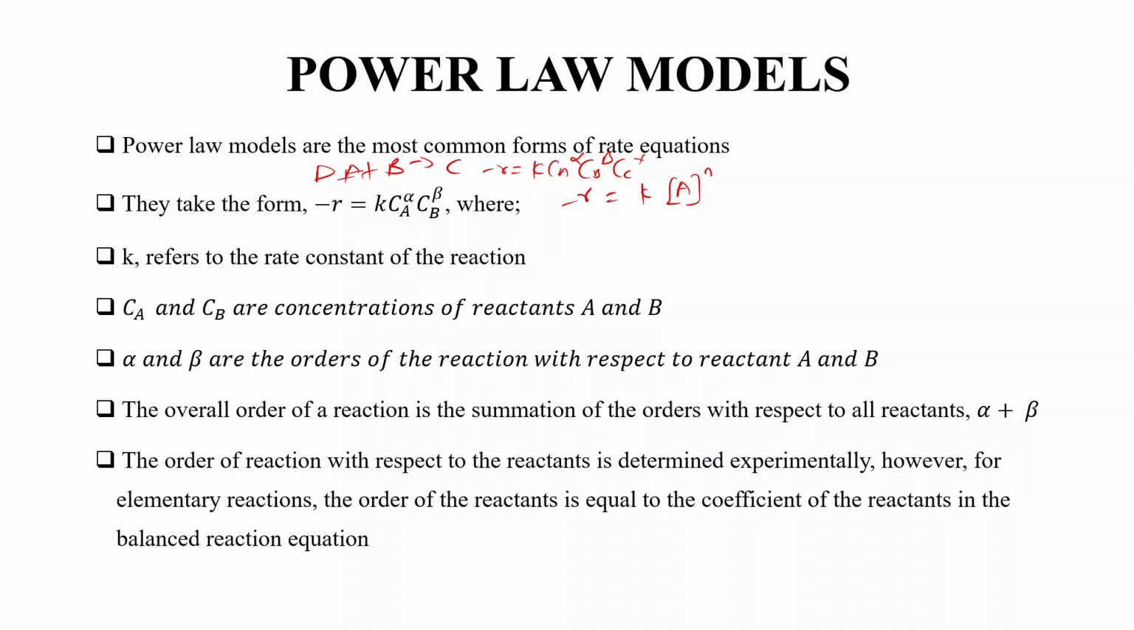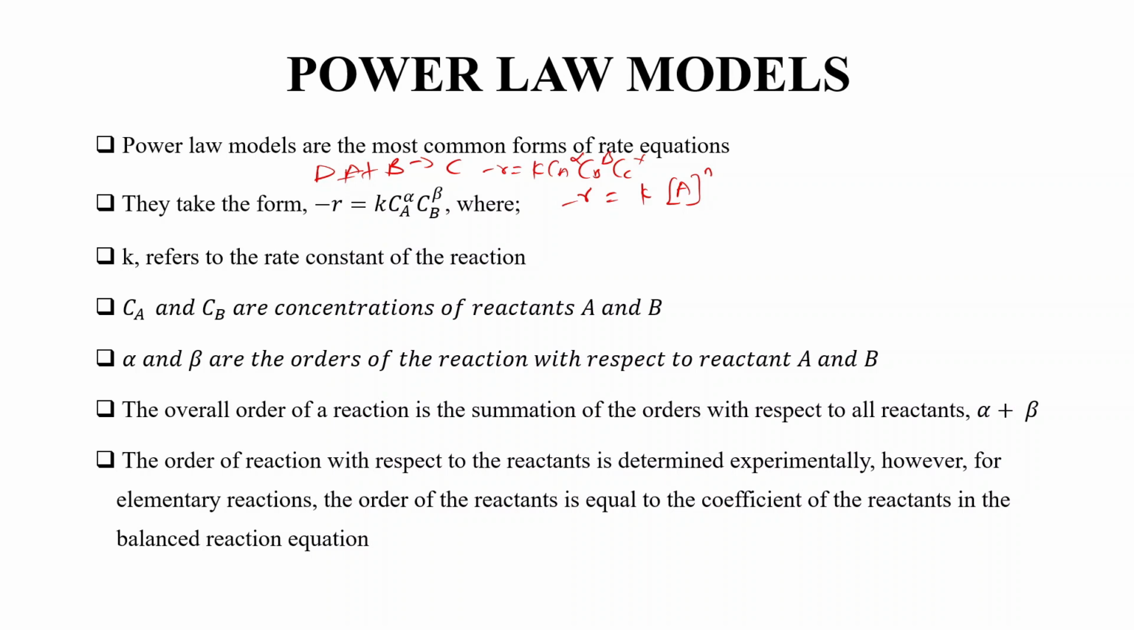However, there are ways where we can solve them and calculate for it manually. However, for elementary reactions, the order of the reactant is equal to the coefficient of the reactant in the balanced reaction equation. So even though the order of a reaction is always determined experimentally, for elementary reactions, the order of the reactant is determined by the coefficient of the reactant in the balanced reaction equation.